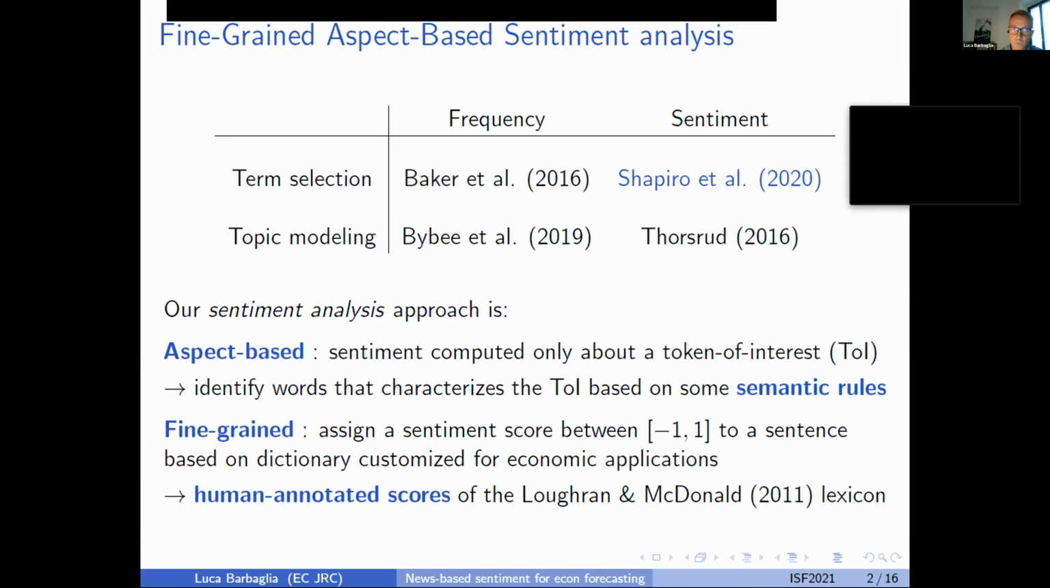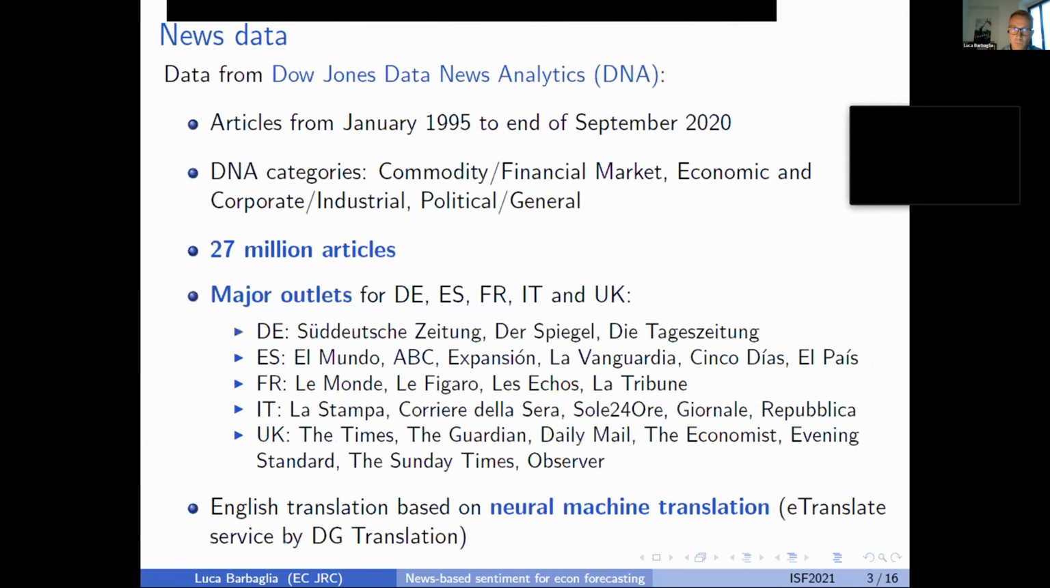So moving to the data that we use to compute these sentiment indicators, we have them from the Dow Jones Data News Analytics platform. We have full text articles from 1995 to 2020. We have different categories, as you can see from Dow Jones. In total, we have approximately 27 million articles for Germany, Spain, France, Italy, and the UK. And for each of these countries, we have only the major outlets. So for instance, for the UK, we have The Economist, Daily Mail, The Guardian, and so on.